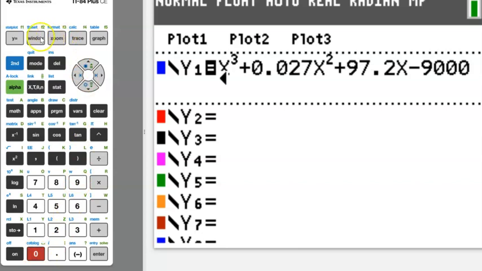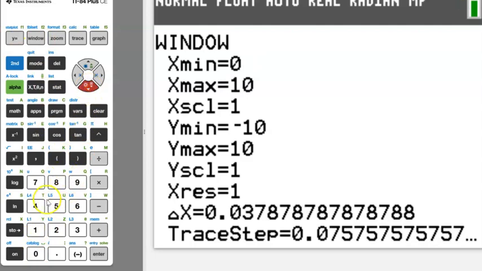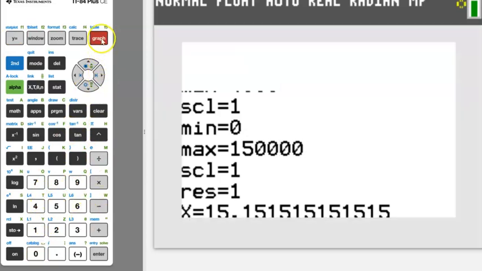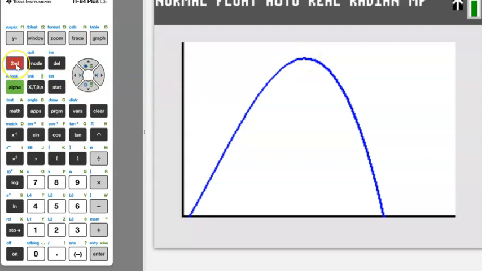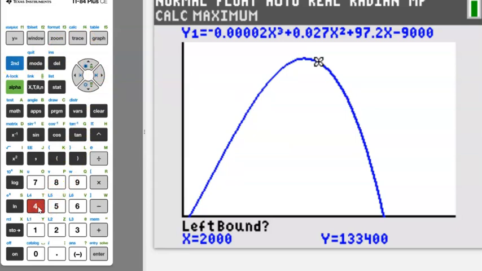Then we come to our window here. We set the window. We said x should lie between 0 and 4,000, and then y should lie between 0 and 150,000. And then you select graph. So that is the function. The graph has been done. So we want to find the maximum. To get the maximum, because the maximum point is where we are going to get the number of items that give maximum profit, you click second, trace, and then you select the maximum option.